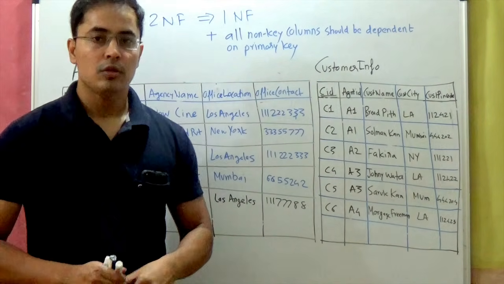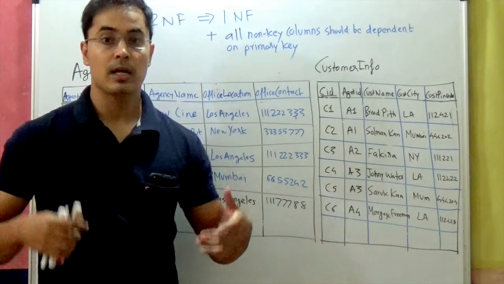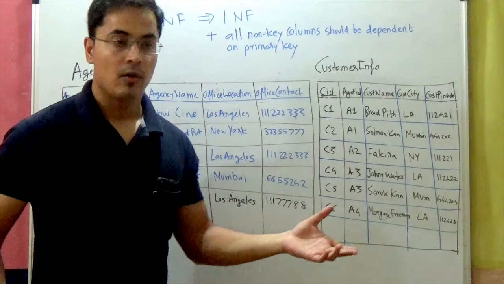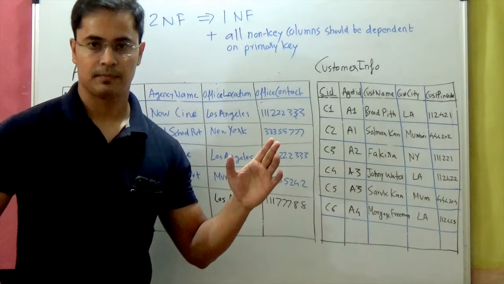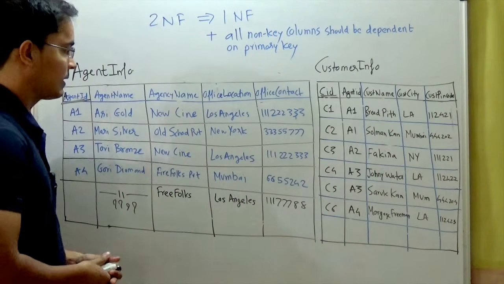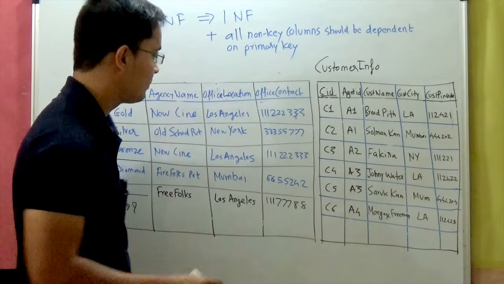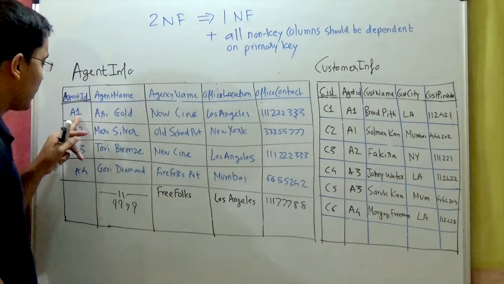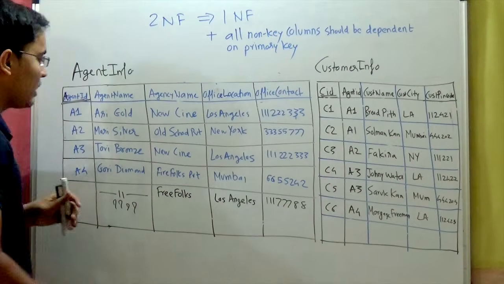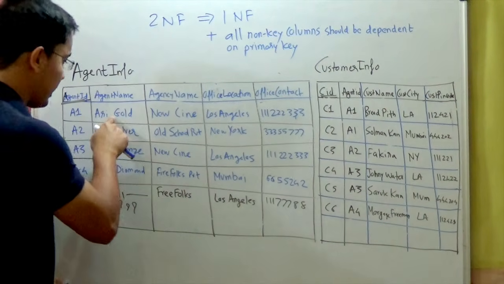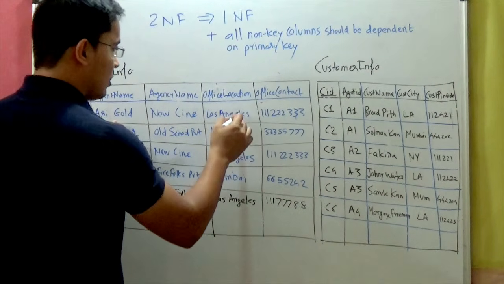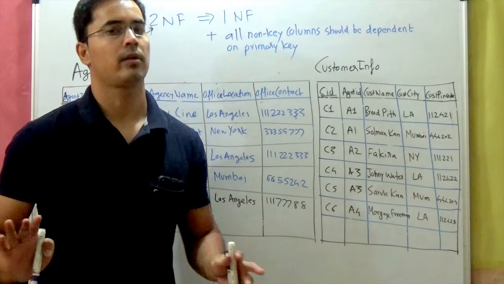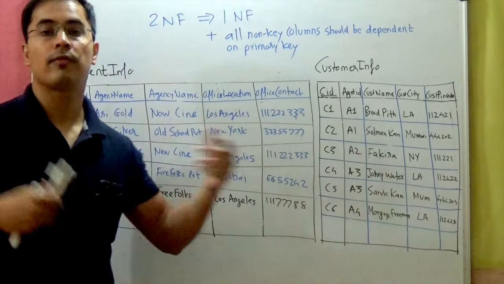So what do you mean by dependent? In order to answer that question, are they dependent or not, you have to ask one simple question. Does that non-key column describe what this primary key identifies? So in this case, let's say the office location column. It's a non-key column. Los Angeles. Does it describe what is uniquely identified by this primary key A1? This primary key A1 is uniquely identifying what? The agent, Ari Gold, right? Now, Los Angeles office location. Does it describe Ari Gold? Not really. It is actually describing his office, his workplace.